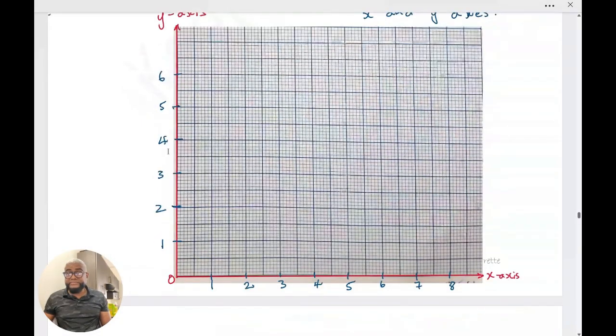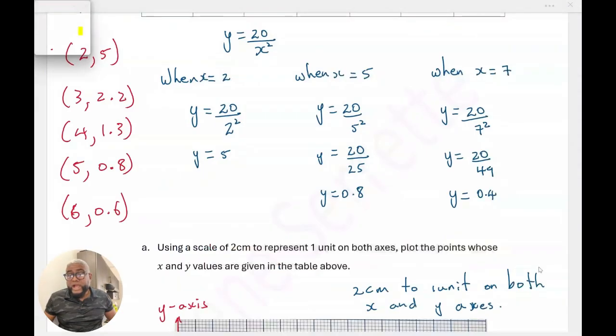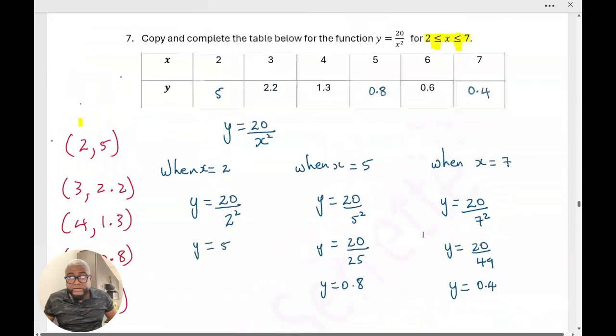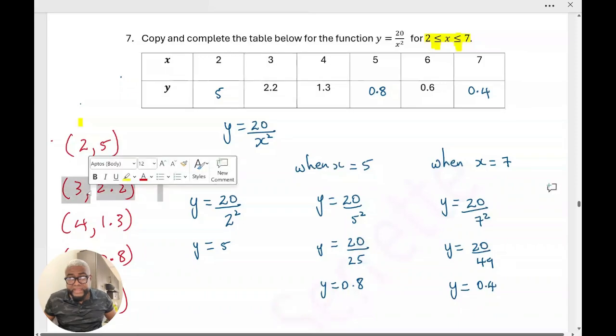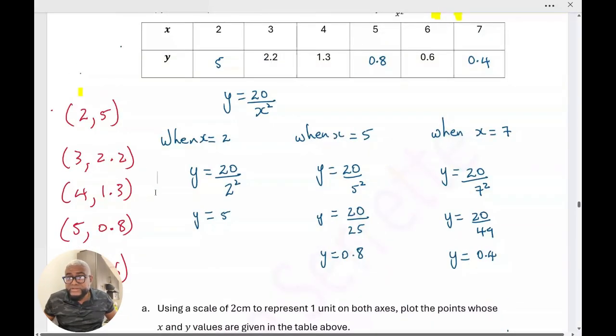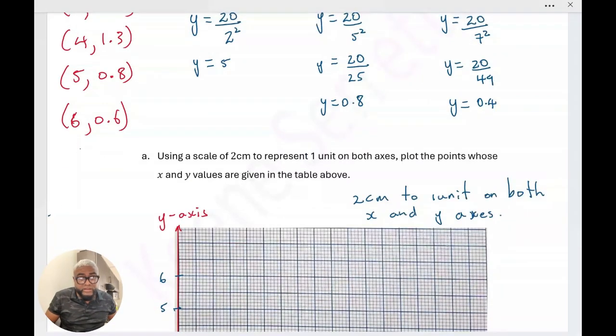Make sure you have your axes. Let me pause. I'll run it over because the screen was paused, right, guys? So I'm going to write down all my coordinates. My x values are the values on top. My y values are the values underneath, right? Your first coordinate will actually be 2 and 5, which is written here. My second coordinate, 3 and 2, written here, and so forth, right? So we had 6 and 0.6. The last one is 7 and 0.4.